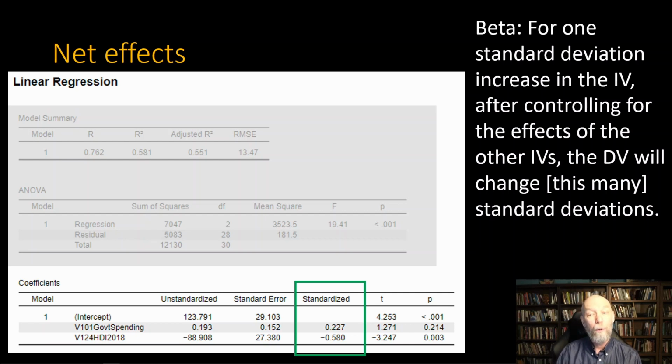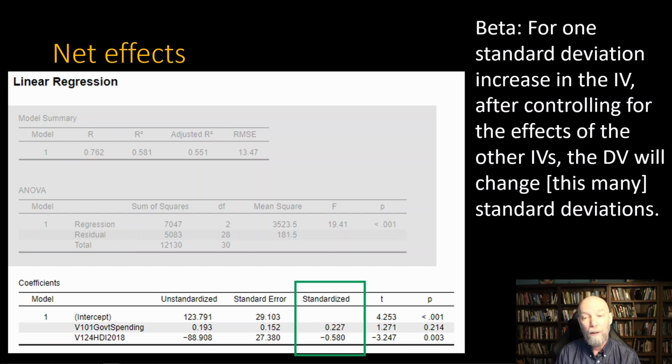It's not a 0.227 percentage points in the percent of the population. It's 0.227 standard deviations. If you wanted to, you could go back and look at the distribution of the percent of the population indicating that prostitution is never justifiable, and you could find the standard deviation. This is 0.227 of that many percentage points reported in that standard deviation.